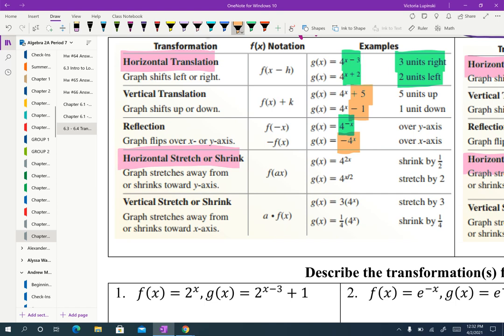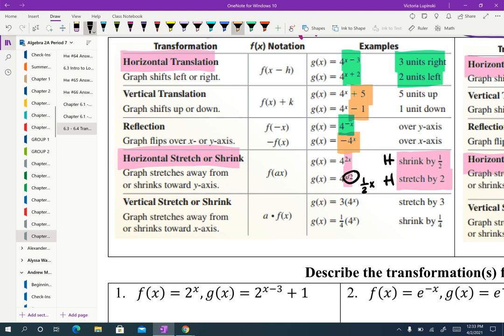Again, when it comes to horizontal stretching and shrinking, that has to happen inside of the exponent, and again, you do the opposite. So 4 to the 2x would actually be a horizontal shrink of a half, and 4 to the x over 2 would actually be a horizontal stretch by 2. And again, just to add a couple things here, we would call this a horizontal shrink and a horizontal stretch. And this x over 2 is the same as 1 half x.